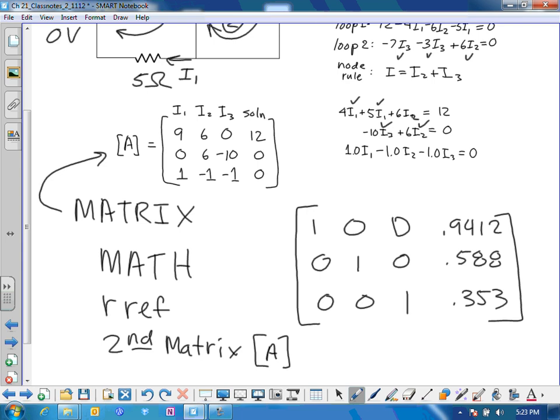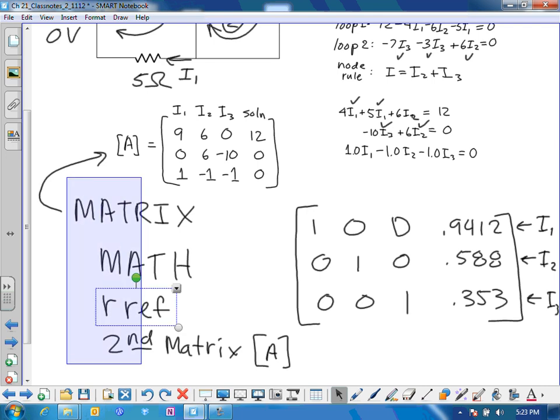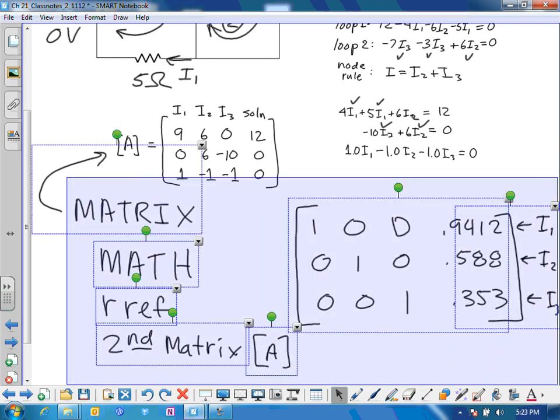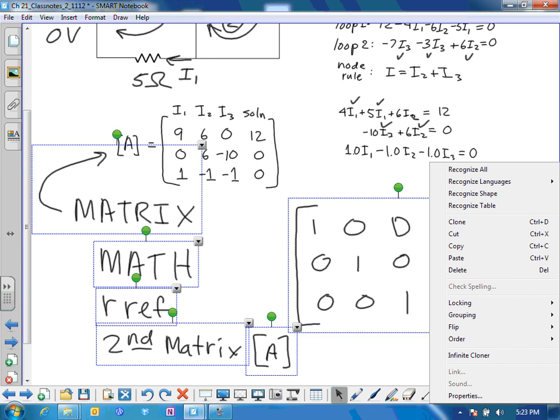What we've done now is we've found the solutions to current I1, current I2, and current I3. Okay, and I don't know if you're going to agree with me or not, but I think this is a little bit easier method than what we have done in the past. It's a manual method.